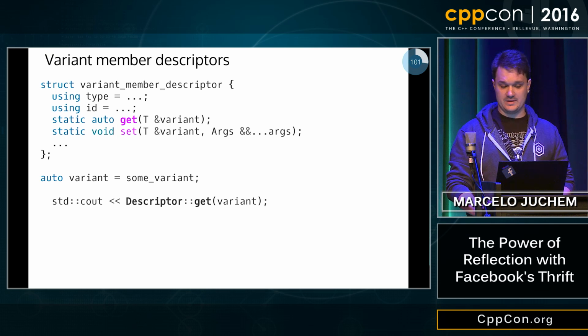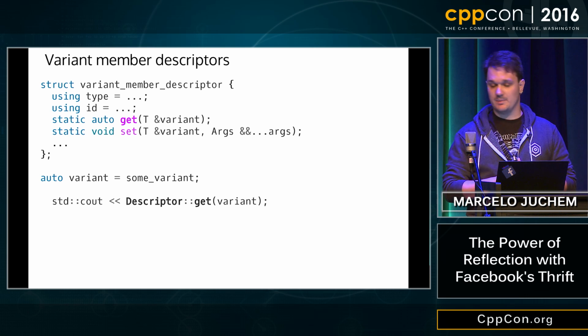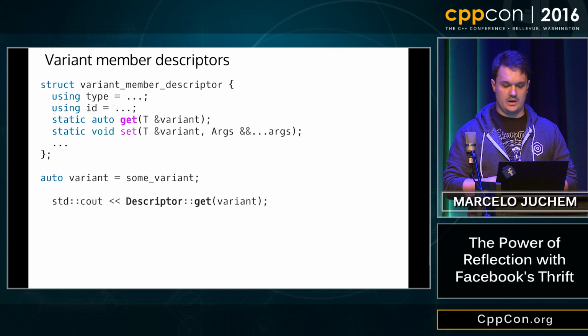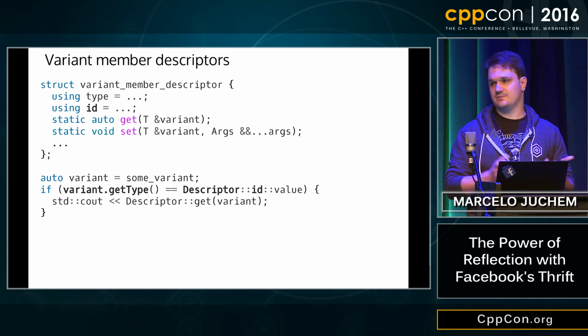And an example of it is, say you have some instance of a variant and you've obtained the descriptor somehow to a specific member and you want to get the value of that member from the variant. That's what you do. And if we want to be sure, we can check if the value that's stored in the variant is the same represented by this descriptor.